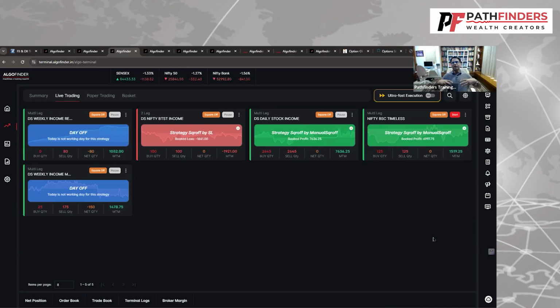So when you are using algos, the key is to use proper reward to risk ratios and understand in what kind of market, what kind of strategies will work.